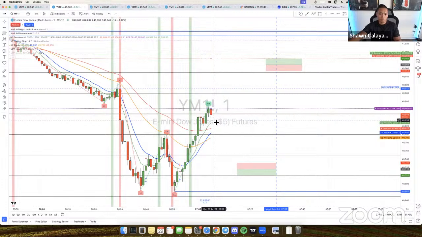So there are a lot of different ways to use this, but I think the best way to use level two is when it's at specific structure like the sessions, because there's a lot of orders sitting right here for a sell.